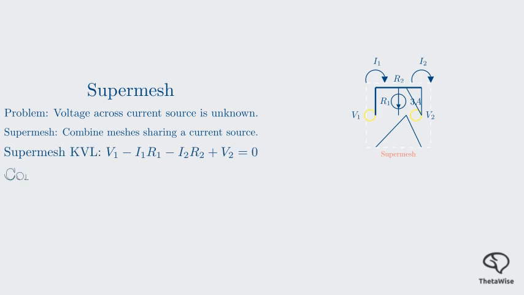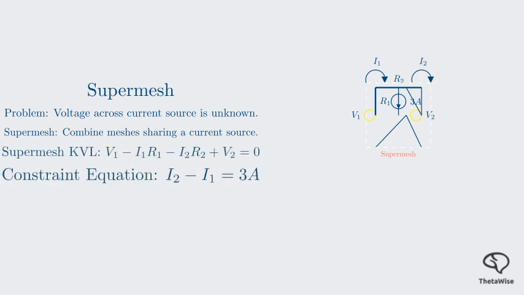This second equation comes from the current source itself. Looking at the current source, we see that it defines the difference between the two mesh currents. If the source flows in the same direction as I2 but opposite to I1, our constraint equation is I2 minus I1 equals 3 amps. Now we have a system of two equations and two unknowns, and we can solve it just like before. So, a supermesh simplifies the problem by removing an unknown voltage and replacing it with a constraint on the currents.